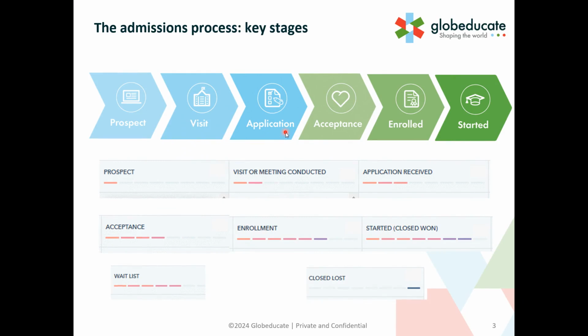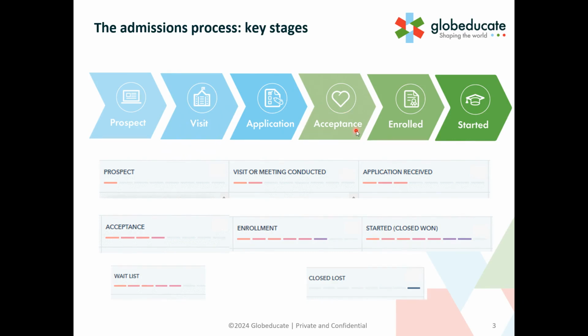Then once we have accepted them, so once they have been evaluated, there has been an assessment if it was needed for that specific age group, and then we are informing the family officially. It can be an email, it can be a letter, and we are telling them, yes, your child is accepted to our school, we are happy to offer you a place. That's where they moved into the acceptance stage.